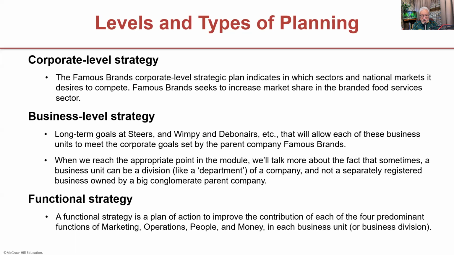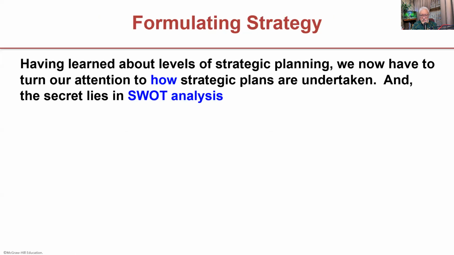The functional strategy is what the marketing people in Wimpy are doing, and what the marketing people at Steers are doing, and the marketing people at Milky Lane or Debonaires. And in the same way, the operations people at each of those brands and the Famous Brands stable. So if you are formulating strategy, you are saying, what will our corporate strategy be? What will our business level strategy be? And what will our functional strategy be? And how will we get there?